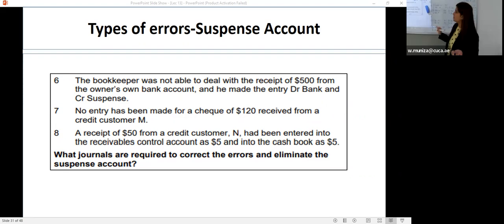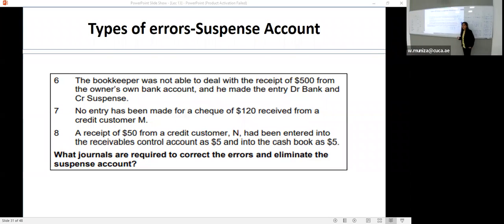We have received the check from our credit customer, debit cash, credit receivables, but no entry has been made. So what we are going to do, debit cash, credit receivables with an amount of $120. So our suspense account is not involved in that because this is the error of omission. This is the type of the error in which trial balance is still going to agree.